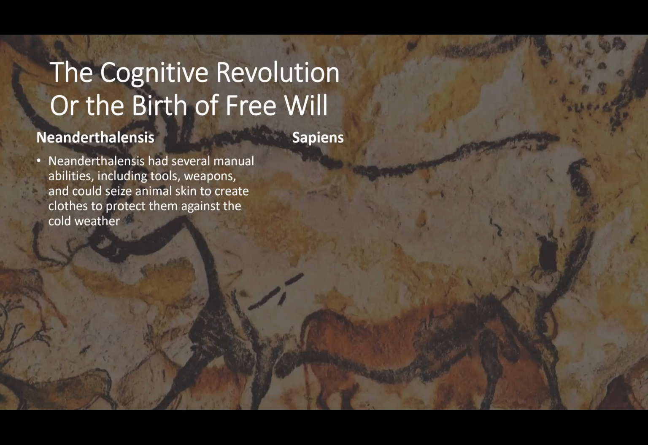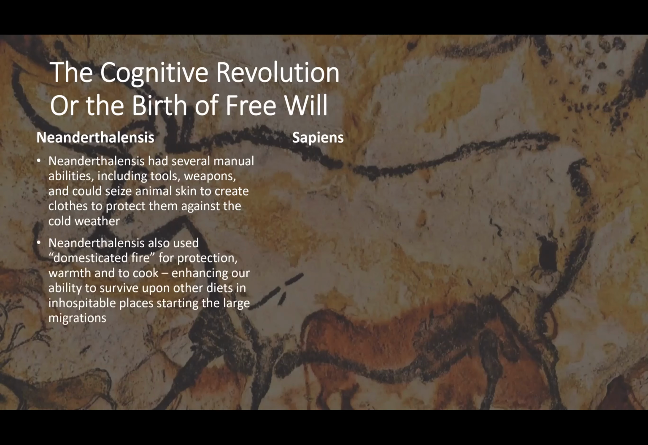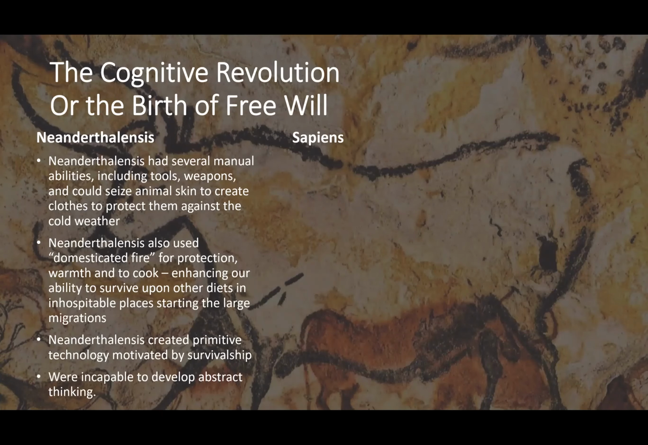So they were very peaceful, but they had the ability to build manual instruments. No one before them could do that. And they also domesticated fire, like we said. And they could cook and use fire for protection. And they created primitive technologies, like ceramics, for instance, very basic ceramics. But they were incapable of something very important that only our brain can do, which is abstract thinking.